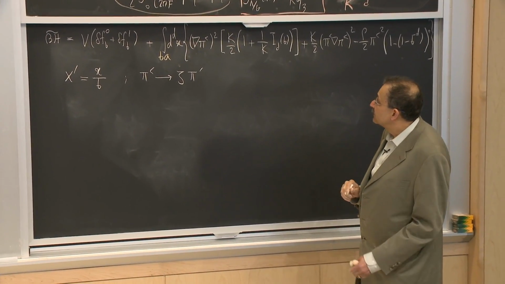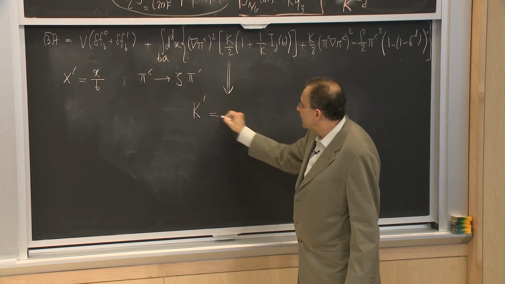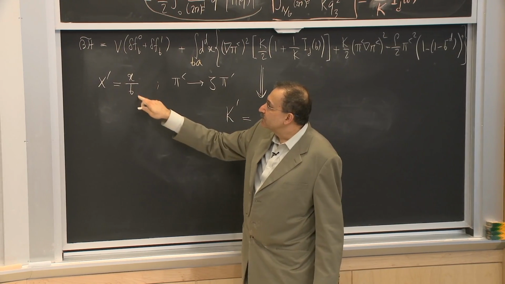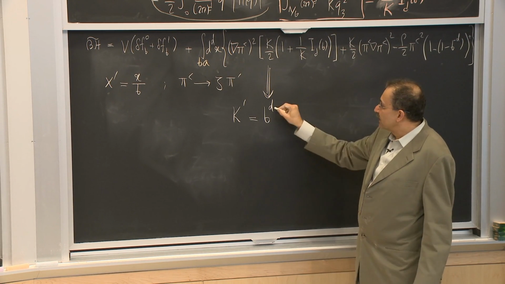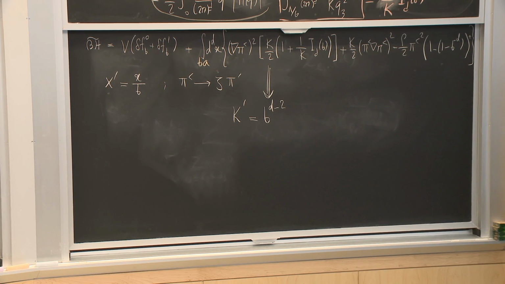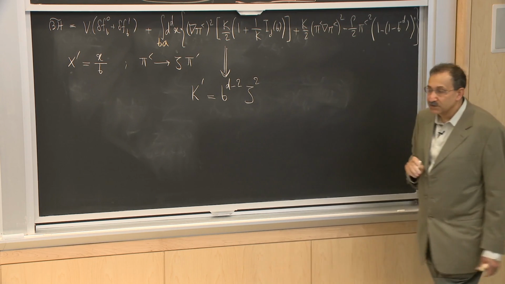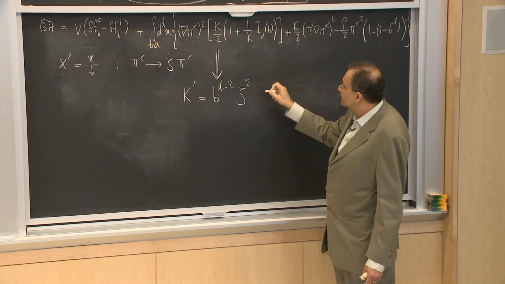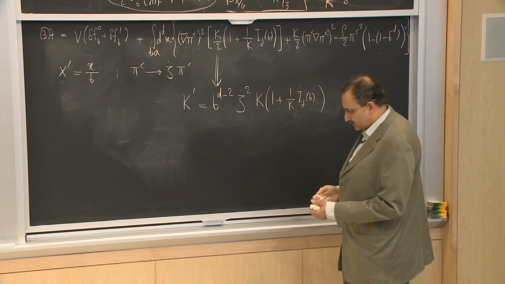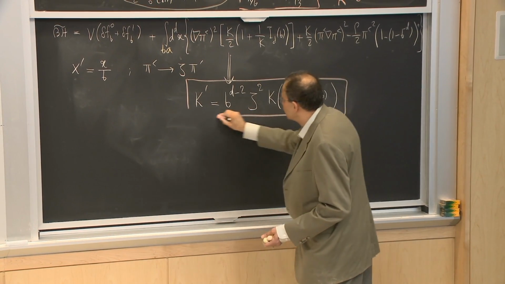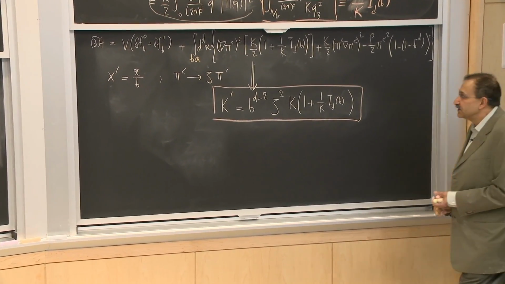So once I do that, you can see that the effect of this transformation is that this coupling k will change to k prime. Because of the change of x with bx prime, from the integration I will get b to the d. From the two derivatives I will get b to the minus 2. From the fact that I replace 2 pi lessers with pi primes, I will get a factor of zeta squared. And then I will have this factor k times 1 plus 1 over k id of b. So this is the recursion formula that we will be dealing with.